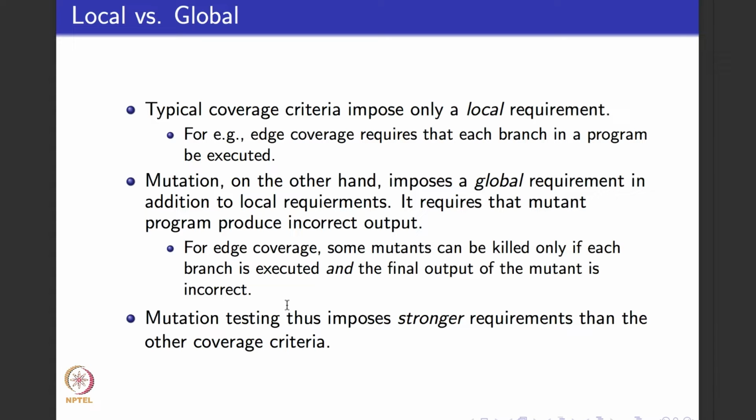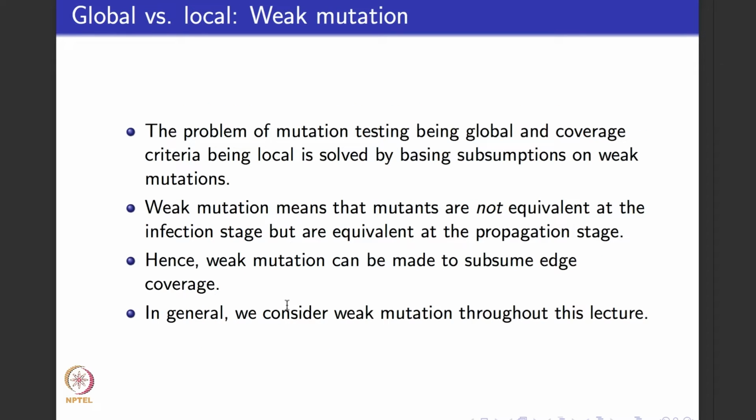We saw notions of weak mutation and strong mutation, if you remember. Weak mutation doesn't need a program to produce incorrect output. It requires that infection happens at that statement. But strong mutation, strongly killing a mutant, needs a program to produce a different output. So that is what is called a global requirement. In some sense, because of this, mutation testing imposes stronger requirements on the software than other coverage criteria. The problem is mutation testing being global and coverage criteria being local, how do you solve it?